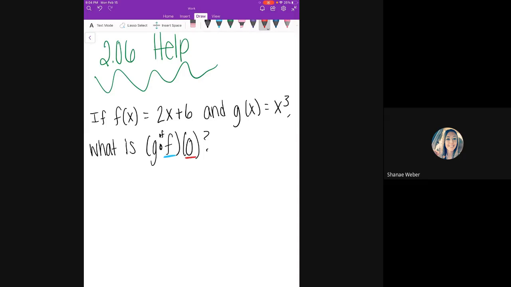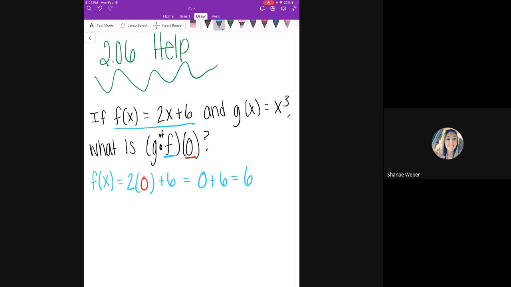So here's our f of x function. F of x equals 2x plus 6. And we're going to plug in 0 for x because f is our second letter. So f of x equals 2 times 0 plus 6. I'm just plugging in 0 for x. 2 times 0 is 0, and then 0 plus 6 equals 6.